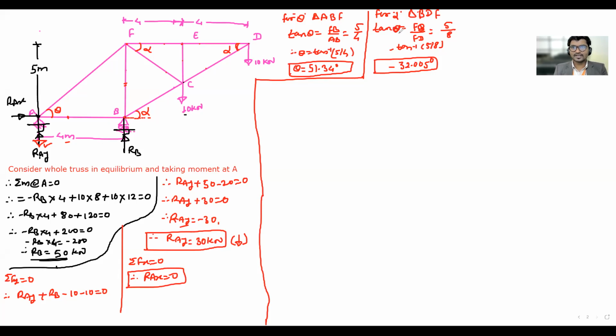So alpha is equal to this, correct now? Yes, sir. Okay, so now we know the correct answer here. Now we have to proceed for the next part.